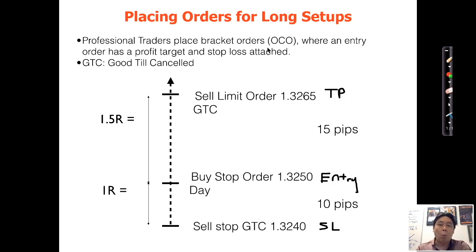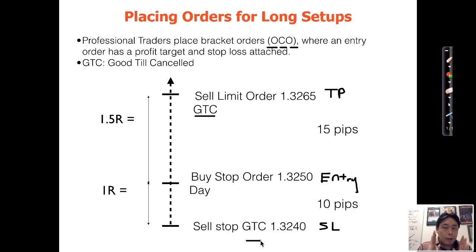OCO stands for 1 cancels 1. This means that if the target price is hit, it will automatically cancel the stop loss because we are out of the trade with a profit. If the price hits a stop loss, it will automatically cancel the target price. So we exit as a loss. So again, once I place the trade and it's filled, it's a find and forget system. I wait for the price to hit the target price or the stop loss. I don't look at it until it happens. And I make sure that they are GTC orders.